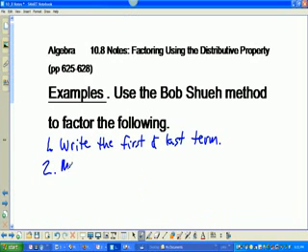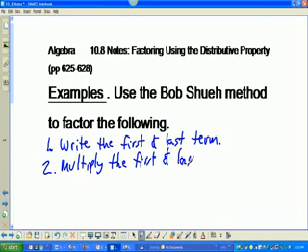Then, second step, multiply the first and last terms, and use that in your diamond.